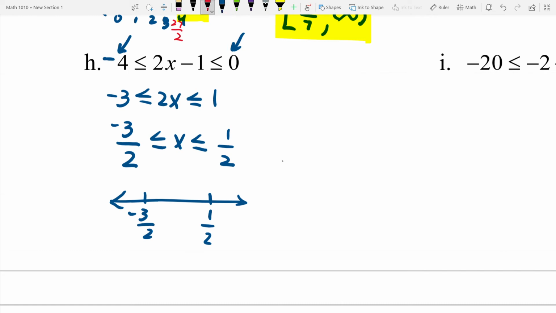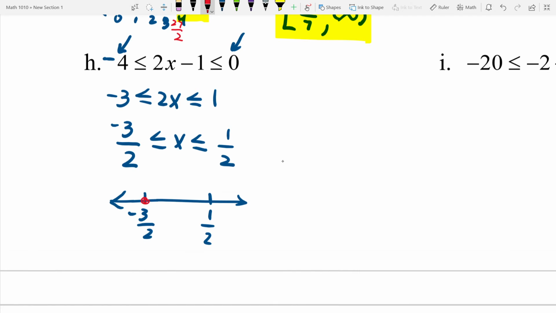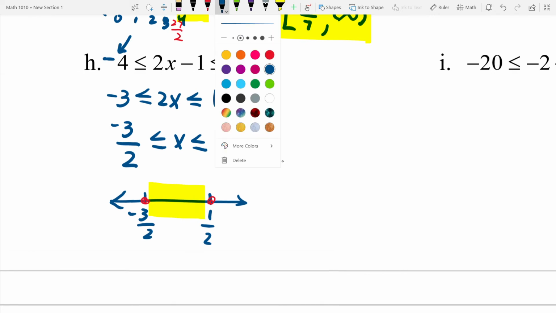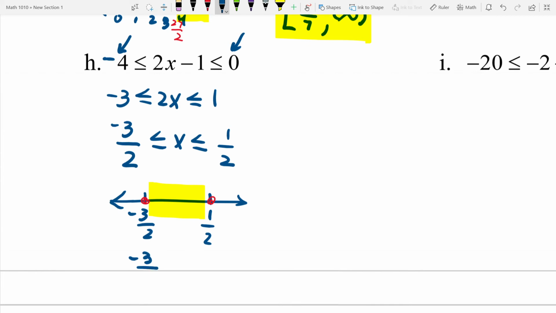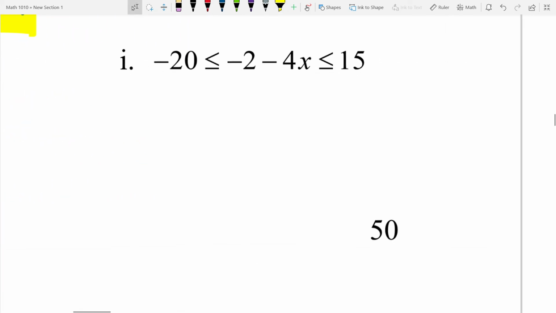Okay, open or closed, 25 people, open or closed? Closed. Tell me where to shade, 25 people. Where do I shade? Inside. Looks like this. Interval form is the parenthesis bracket stuff. So it's going to go from a -3 halves to a +1 half. 25 people, how do I close these? Brackets. Why brackets? Because you have an equal sign, right? Because you have closed circles. Good. Question I. Starting to get ugly.